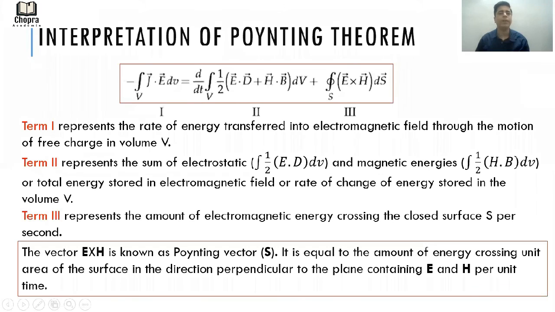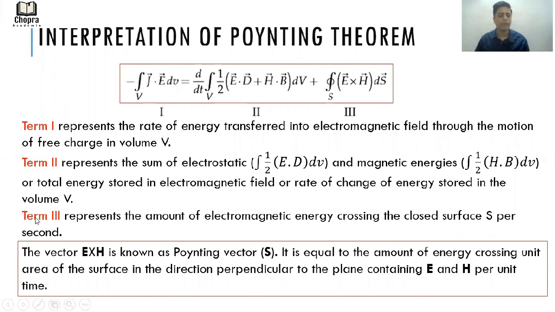Now let's understand the interpretation of the Poynting theorem. So let's start with the term 1, which is minus integral J dot E dv. So this term represents the rate of energy transferred into the electromagnetic field through the motion of free charge in volume V. The term 2, which is d by dt of integral half E dot D plus H dot B dv, represents the sum of electrostatic energy, that is integral half E dot D dv, and the magnetic energy integral of half H dot B dv, or the total energy stored in electromagnetic field, or the rate of change of energy stored in the volume V. So this is a very important term.